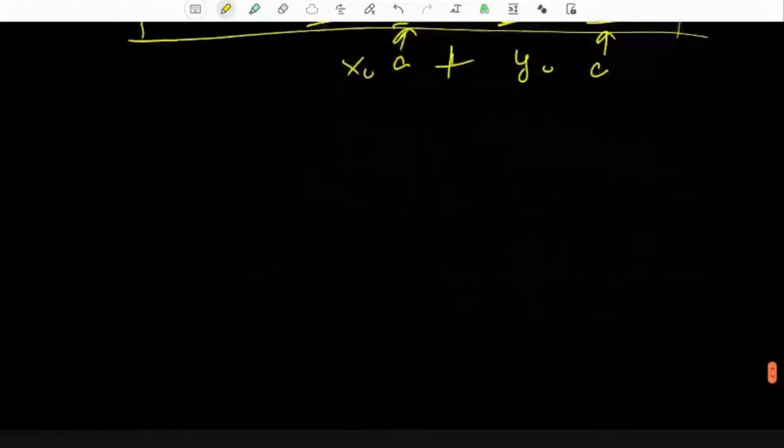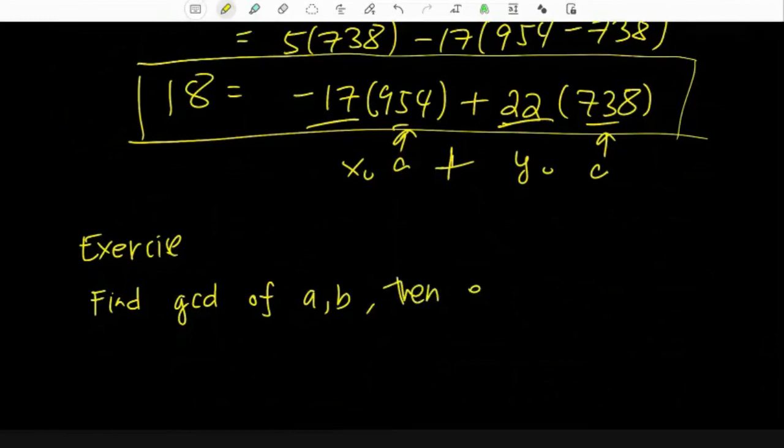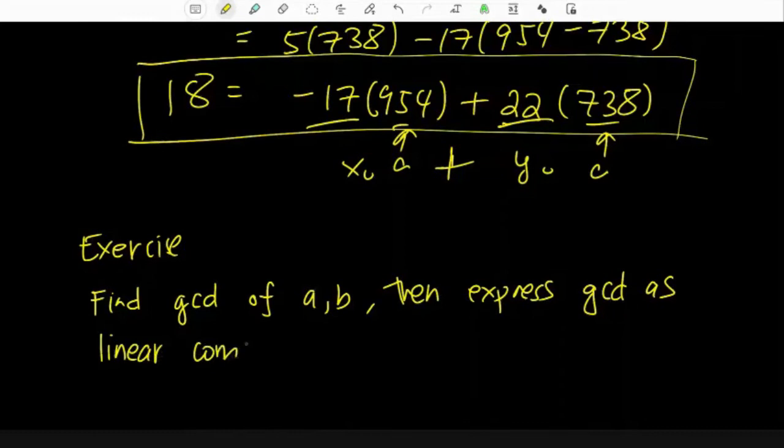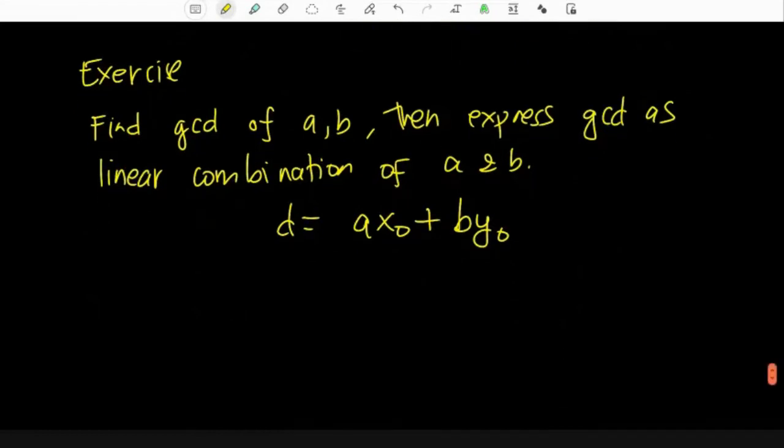Okay? So as exercise or practice, maganda gawin nyo rin on your own. So try to find the GCD of the following, and then try to express the GCD as a linear combination of A and B. Kumbaga, hinahanap yung D equals AX0 plus BY0. And you can only do this using the Euclidean algorithm. Well, pwede mong hulaan, pero pag malalaki na yung number, syempre, ang hirap ng hulaan, di ba?